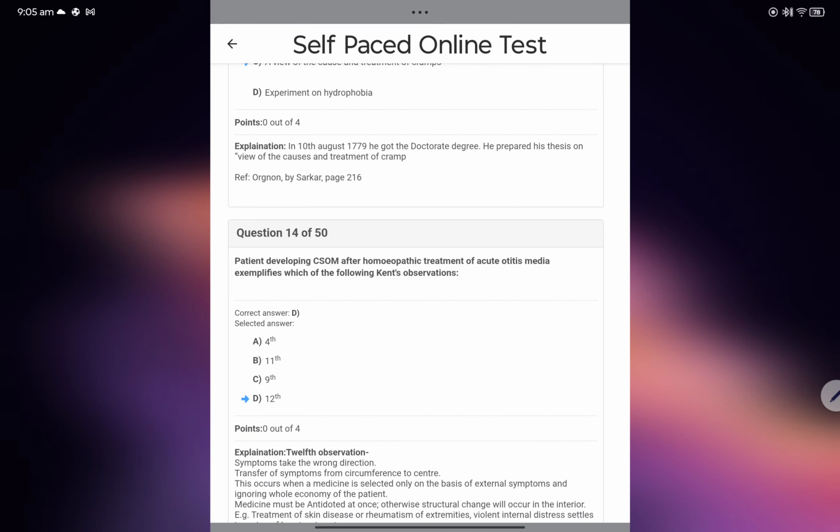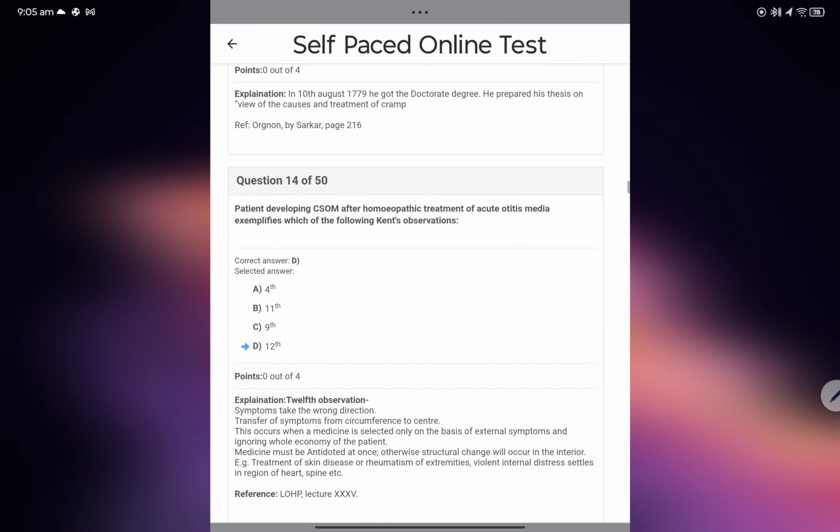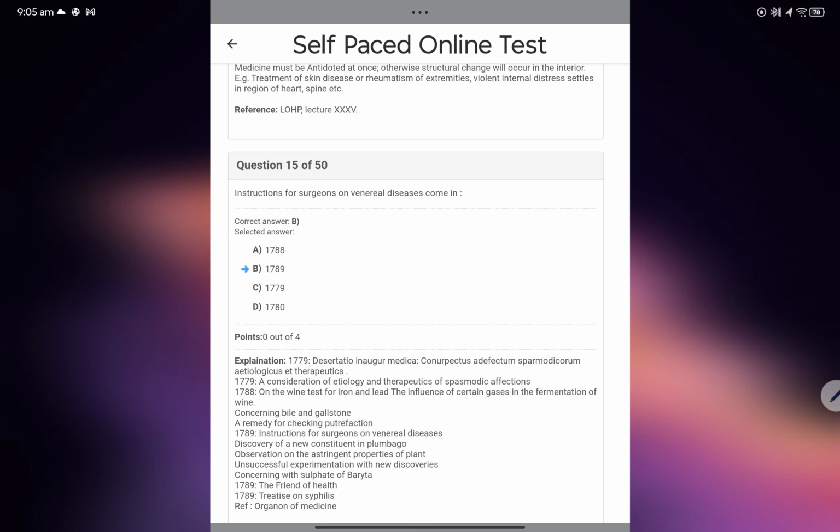patient developing CSOM after homeopathic treatment of acute otitis media exemplifies which of the following Kent's observations? The answer is 12th observation. Next question, instructions for surgeon on venereal diseases come in. The answer is 1789. So in 1789, instructions for surgeons on venereal diseases come.